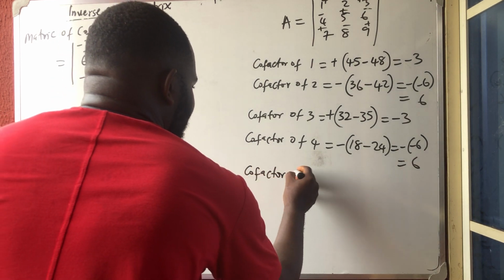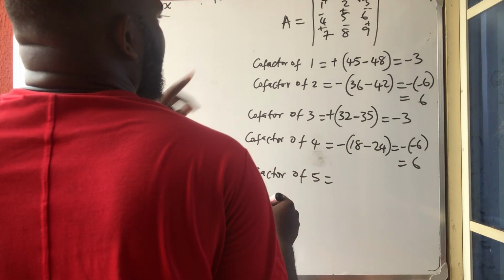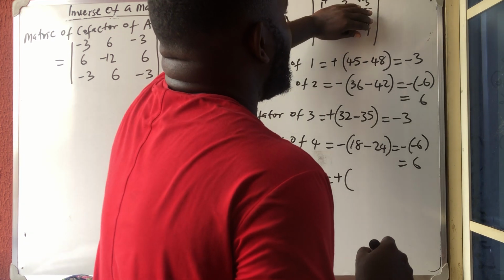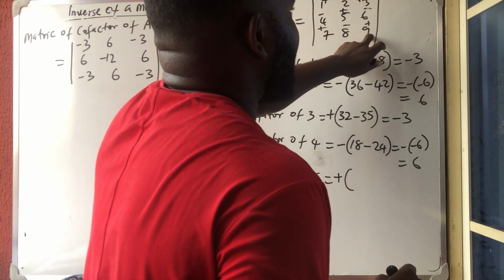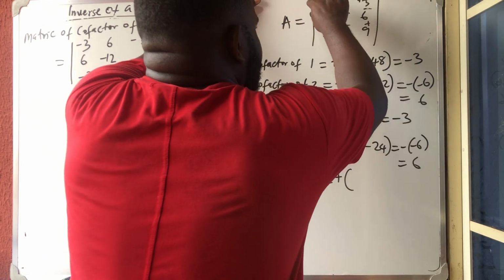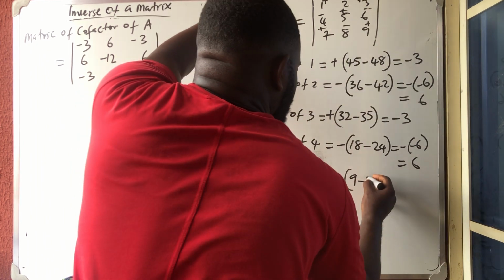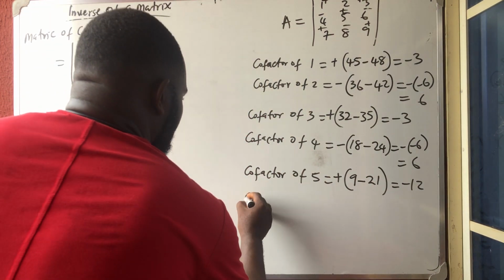Cofactor of 5. Cofactor of 5 is what? 5 is positive, so I'm using positive in bracket of, close the row and column of 5. So I'm left with 1, 3, 7, and 9. So 1, 3, 7, and 9. Left, right again. 1 times 9 is 9 minus 3 times 7 is 21. So if you subtract, you're having minus 12. Okay, so the next one is what?